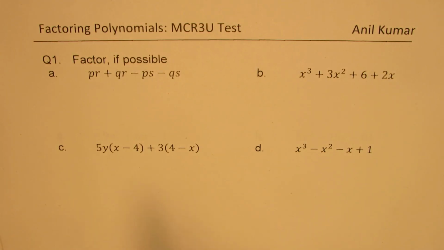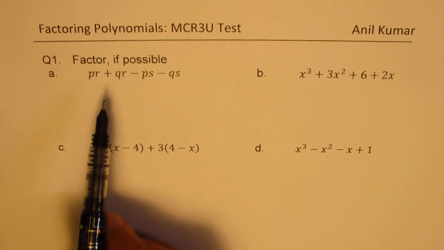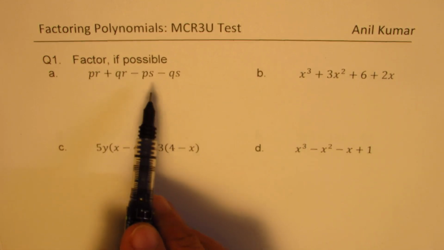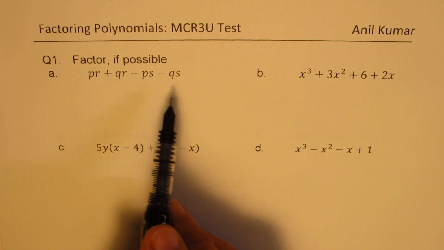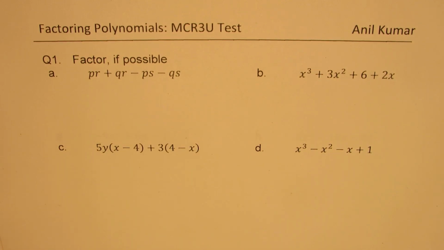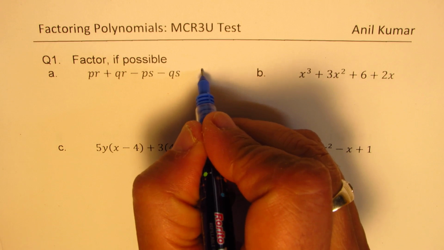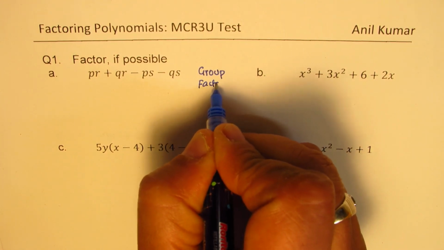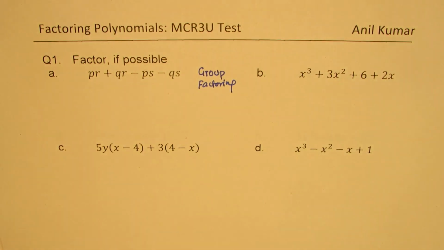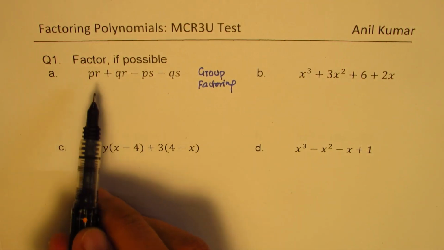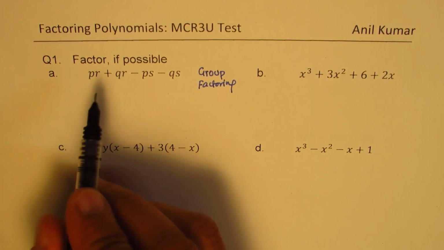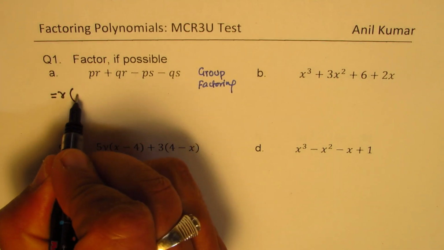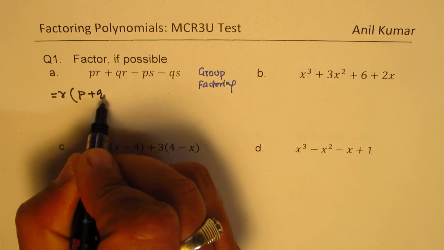Now here we are given 4 terms, right? So in this case, when we have 4 terms, we can use the technique of group factoring, right? So here we'll use group factoring. As you can see, from the first 2 terms, we can take r common. So I could write this as r times p plus q.